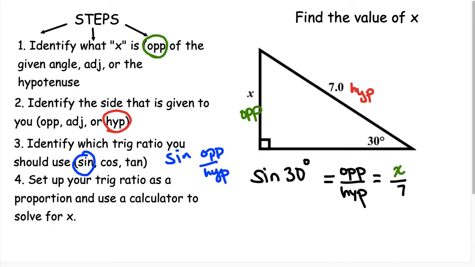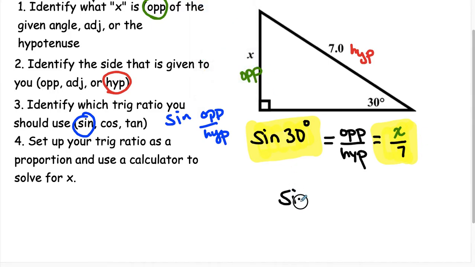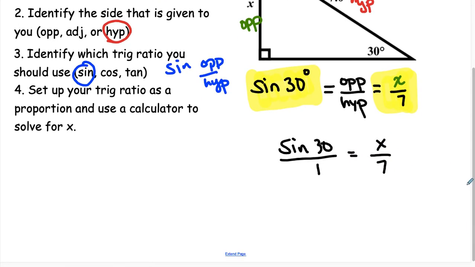Now we are going to set this ratio equal to this ratio. So it's going to say sine of 30 degrees over 1 is equal to x over 7. And that is a proportion that we can solve for x. When we solve a proportion, we cross multiply. So we multiply this 7 by this. We don't multiply 7 times 30. We multiply 7 times sine of 30.